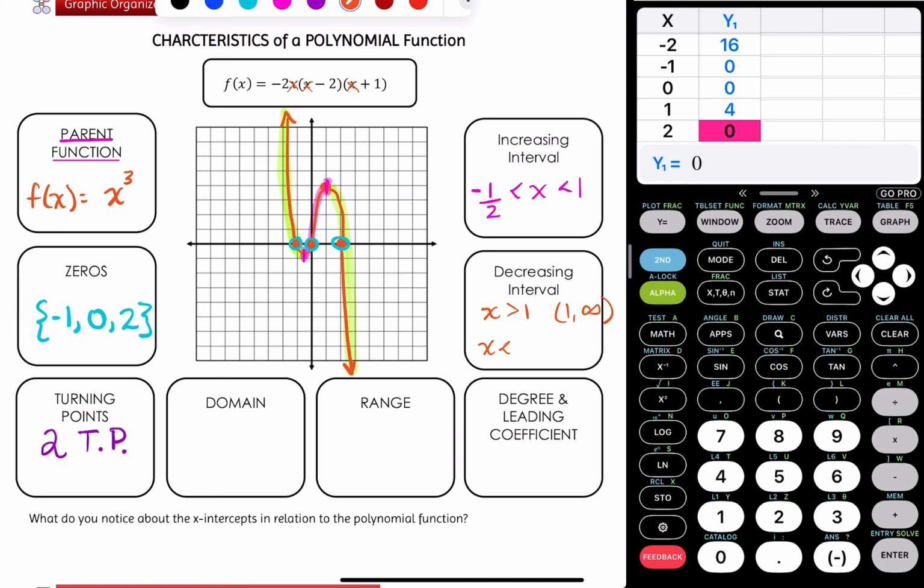When x is less than -1/2. So that would be from -infinity to -1/2. Oh my goodness, I'm making so many mistakes today. Right, so from -infinity to -1/2, this is decreasing. Okay, that's this one. And then when x is at 1, it starts decreasing again. So when x is greater than 1, it is also decreasing, and that's this interval.